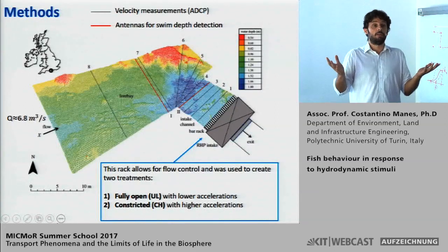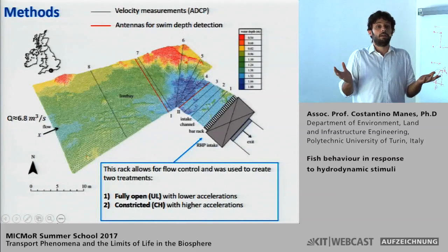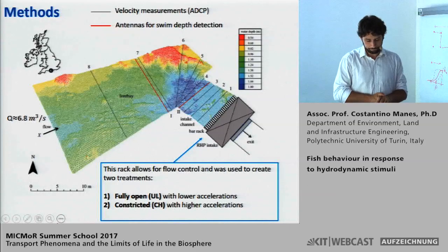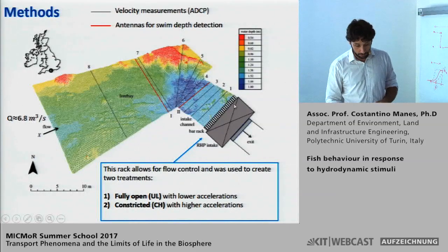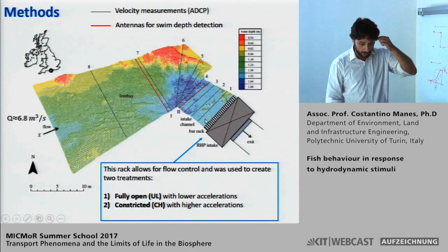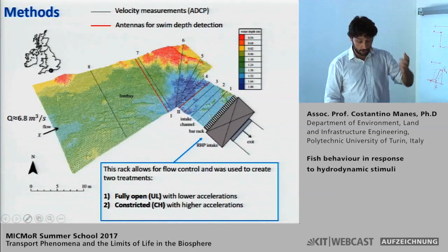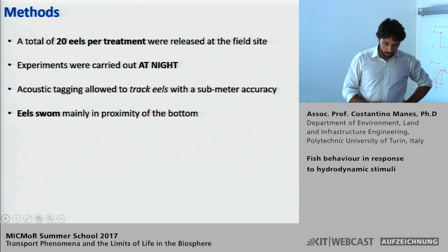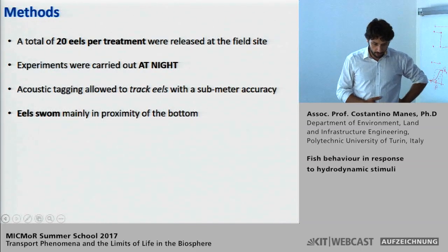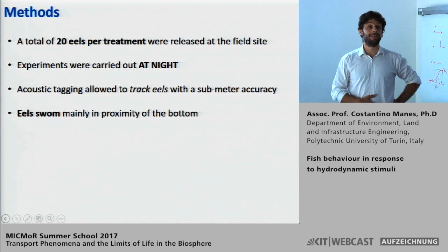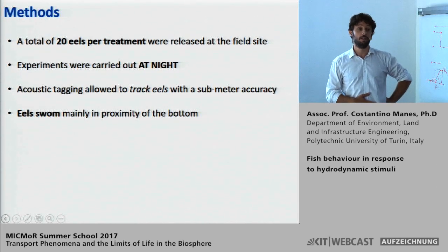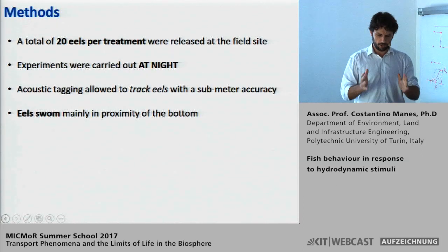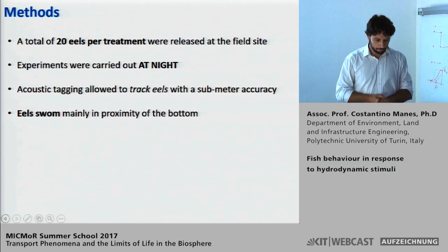So our hypothesis was: is acceleration the right metric that also determines some behaviors in eels? And the idea was to test this hypothesis by creating low and high acceleration zones here to see the response of eels. We used a total of 20 eels per treatment. Experiments were carried out at night, not strictly needed because visibility in water was very low anyway, but we decided to do all the experiments at night, which is also when eels are very, very active.